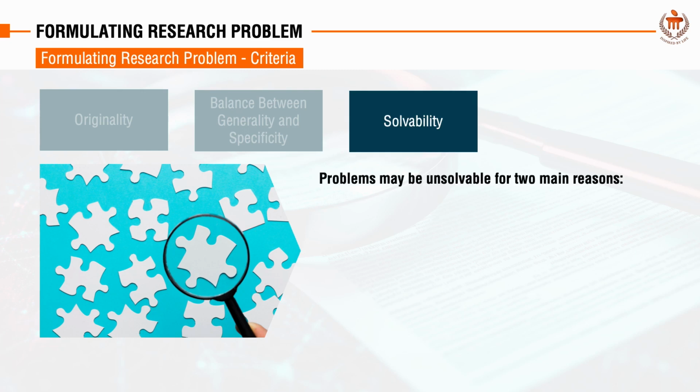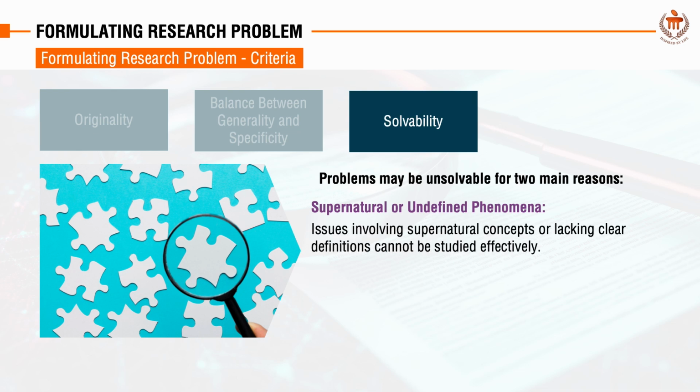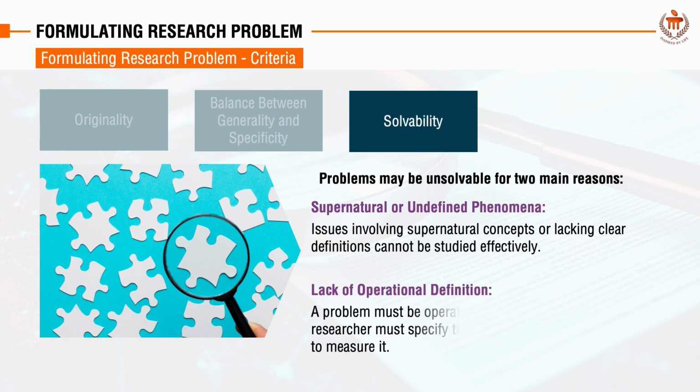Problems may be unsolvable for two main reasons. Supernatural or undefined phenomena: problems like how does the mind work or who created the world are unsolvable because they involve concepts that cannot be clearly defined or observed. Without relevant data, these problems cannot be addressed. Lack of operational definition: a problem must be operationally defined, meaning the researcher must specify the activities or methods needed to measure it. This ensures the phenomenon can be observed, measured, and reproduced.